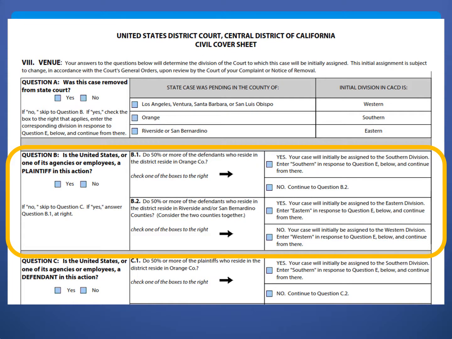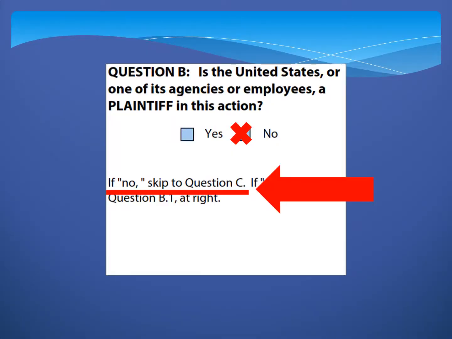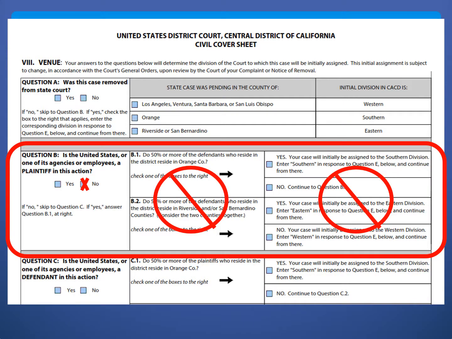Okay, now we're on question B, which is one of the easy ones. It asks us if the United States or one of its agencies or employees is a plaintiff in this action. The answer is easy. It's no. You are bringing the lawsuit, so you are the plaintiff. That means the United States is not the plaintiff. So you answer no here. And where do you go next? The form tells us if we answer no to question B, which is what we're doing, then we skip to question C. That means we do not answer any other questions in this area. Don't even read them. They'll just confuse you. Once the form tells you to move on, move on. So we're moving on to question C.